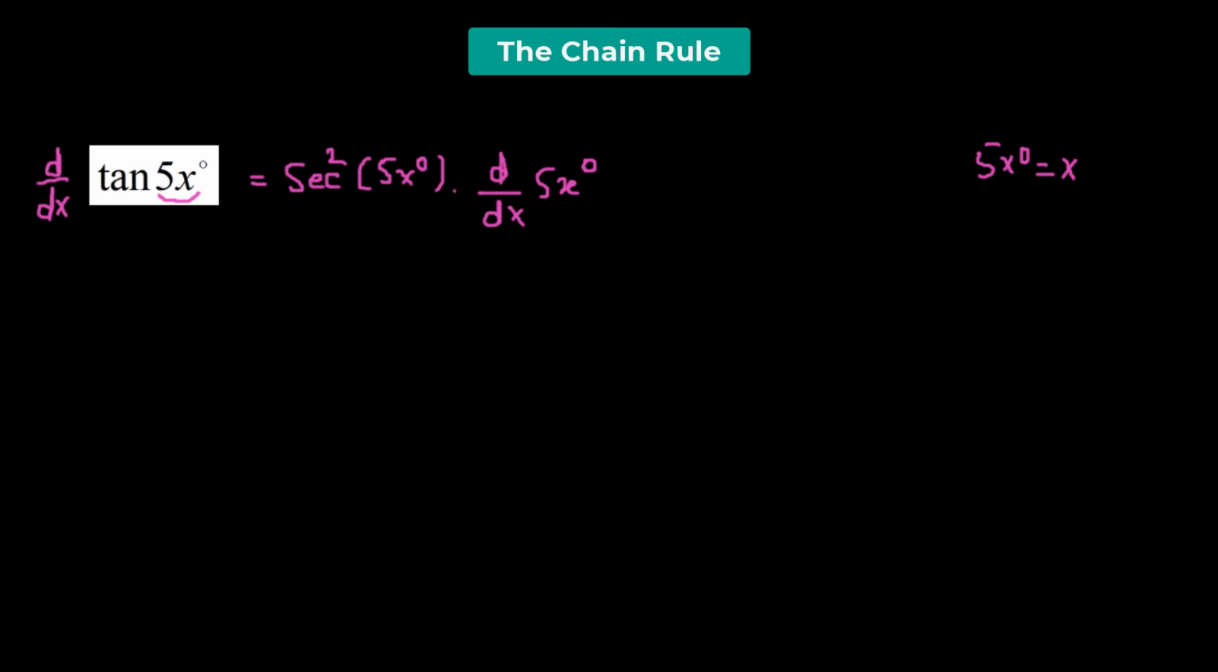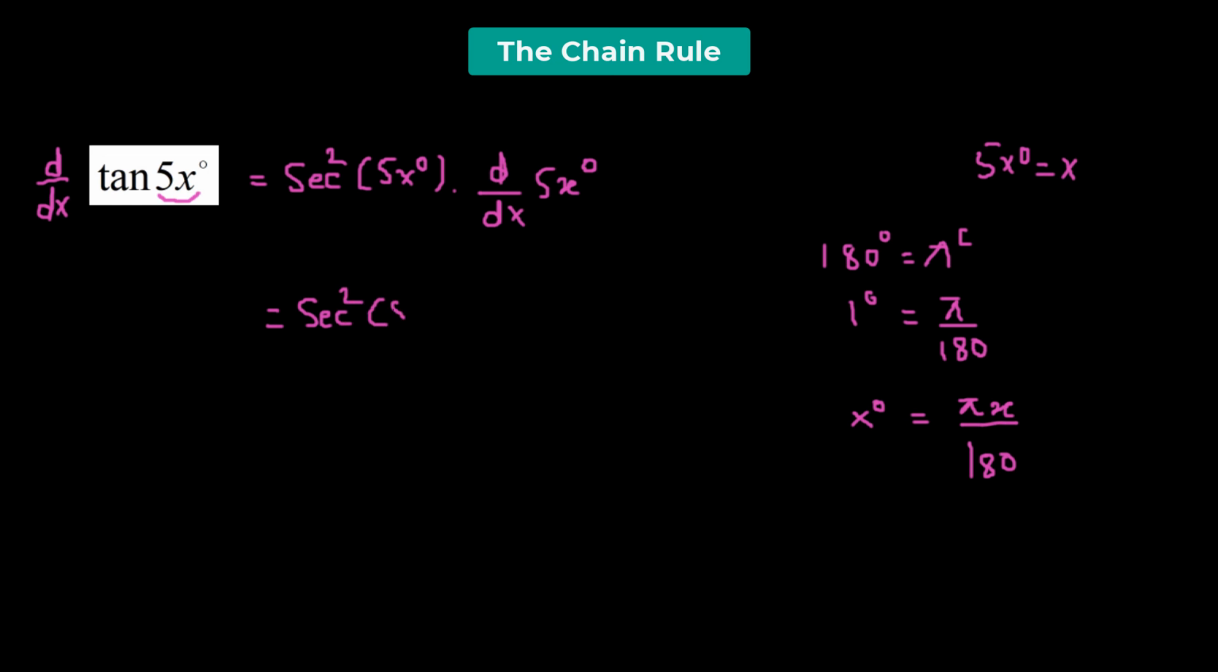Now, x is in degrees, so we need to convert it to radians. So we know that pi radians is equal to 180 degrees. So which means 1 degree is equal to pi over 180 radians. X degrees will be equal to pi x over 180. So we substitute x degrees with pi x over 180. So we have secant squared 5x degrees multiplied by the derivative of 5x degrees.